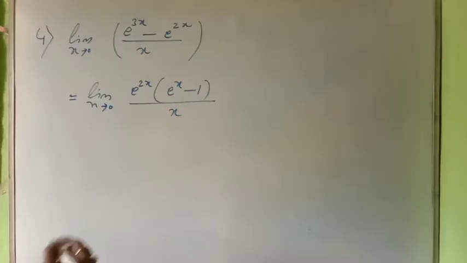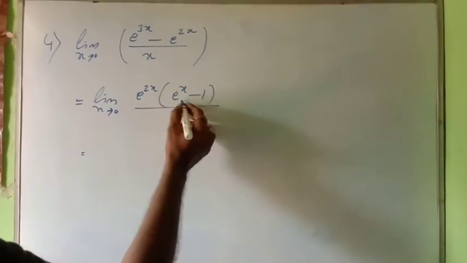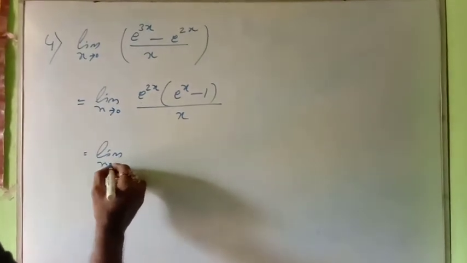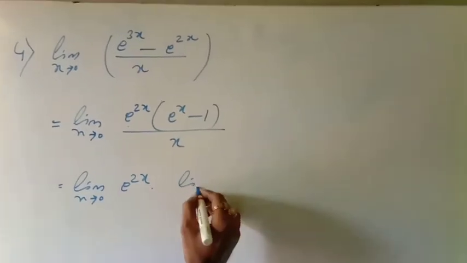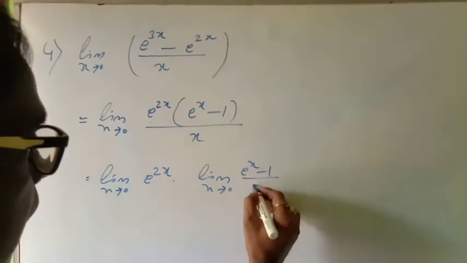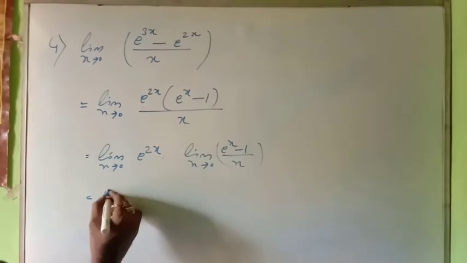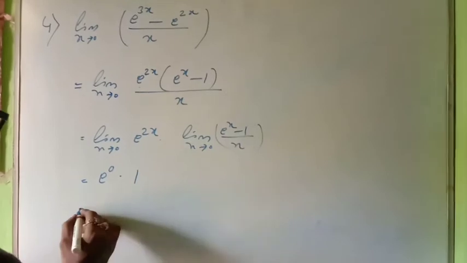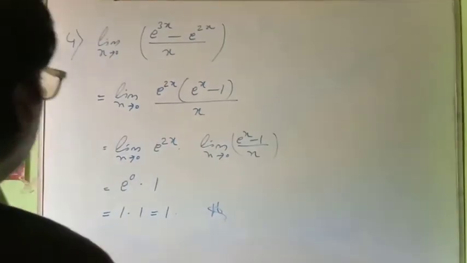Then it is left e to the x. Now, after taking e to the 2x common, what is left here? e to the x minus 1 by x. Now you separate like this. Limit x tends to 0, e to the power 2x, one part, into limit x tends to 0, e to the power x minus 1 by x, this is another part. Now you put directly x equal to 0 here. It will be how much? e to the power 0 into, what is the formula for this one? This is 1. e to the 0 means what? 1. 1 into 1 is how much? 1. Okay, this is the answer of number 4.